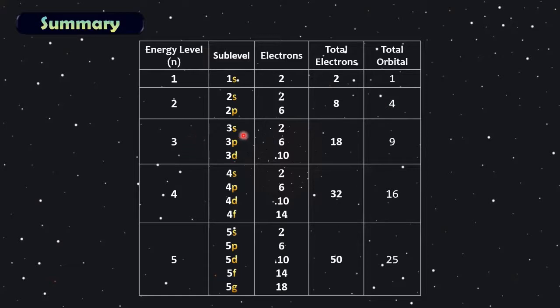Third energy level, we have SPD subshells, no? And maximum electrons per subshell, we have 2, 6, 10. And total electrons per energy level, which is the sum of these electrons, is 18. And boxes for the orbital diagram is 9. So on and so forth. So this is the illustration to guide you so you won't forget. And that ends our lesson, the last topic for this quarter.